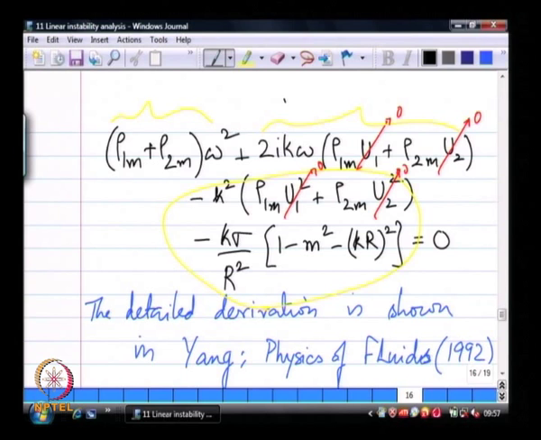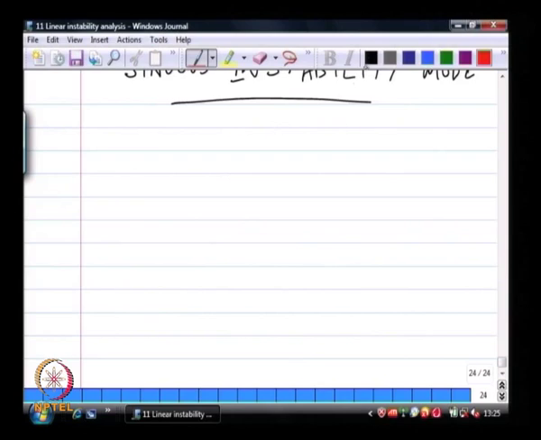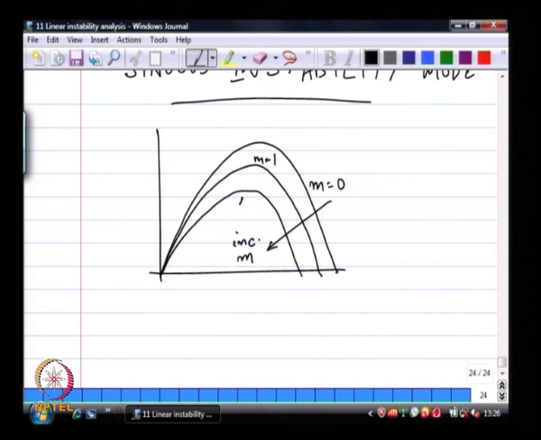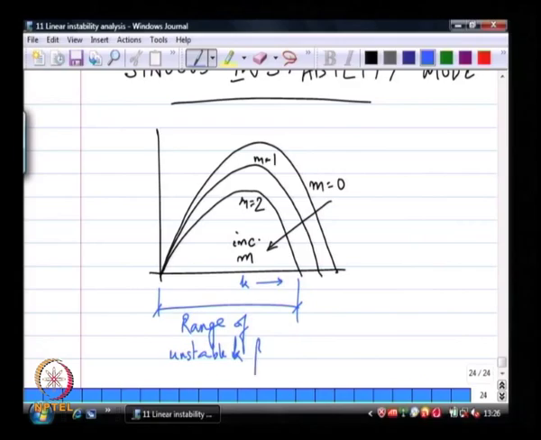And I can find the growth rate. If you do this calculation, what you will find is that of all the different modes of instability possible, now, this is pure surface tension instability. Say if this is the instability for m equal to 0, m equal to 1, 2, etcetera would all be subsets of this. So, not only is the range of unstable wave numbers, so what I am marking here is the range of unstable wave numbers for m equal to 2. And you can see that the range of unstable wave numbers is decreasing with increasing m.